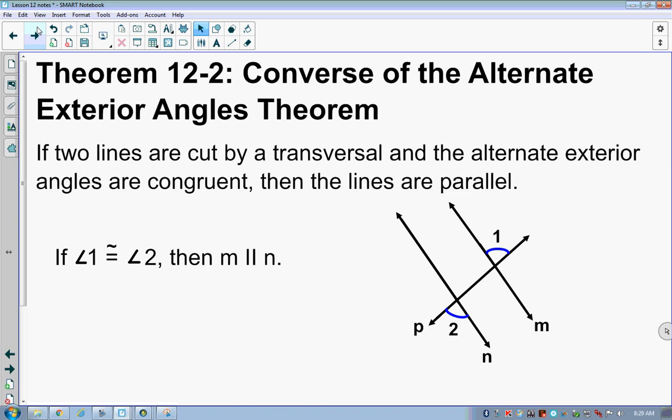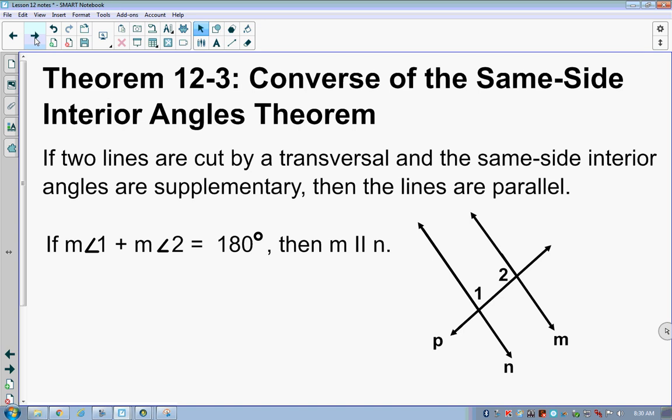Converse of the alternate exterior angles. If two lines are cut by a transversal and the alternate exterior angles are congruent, then the lines are parallel. The opposite of that is true also. If I have two parallel lines cut by a transversal, then the alternate exterior angles are congruent. So there's really just some terms that you've got to know. You need to know what parallel lines are, what a transversal is, what corresponding angles are and how to find them. You need to know what alternate means, what interior means, what exterior means, and how those terms are used.